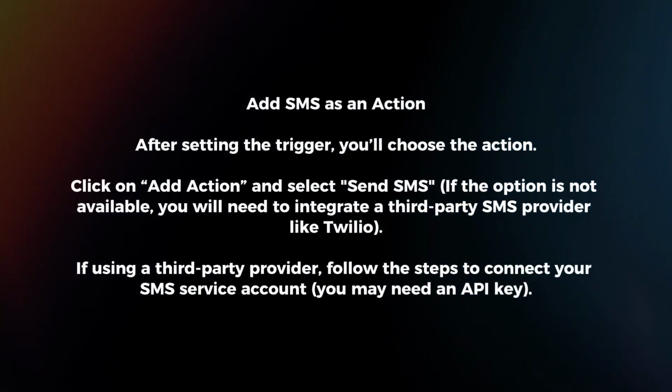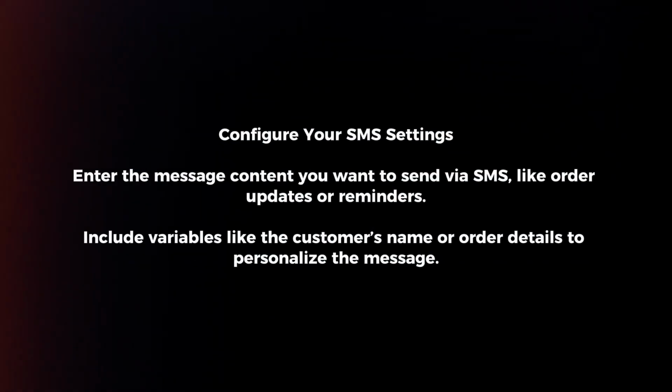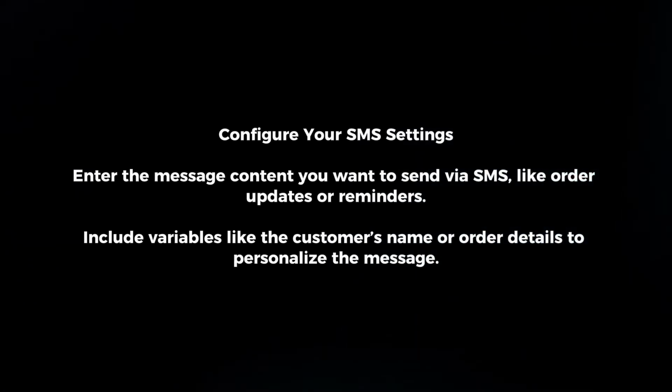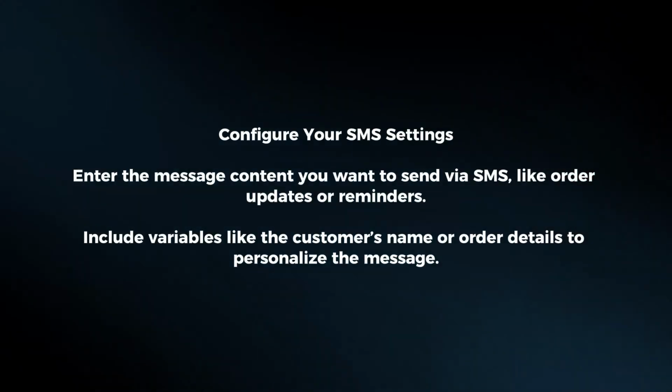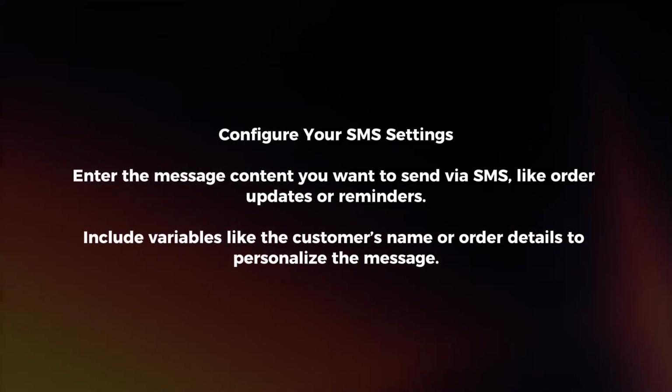If using a third-party provider, follow the steps to connect your SMS service account. Configure your SMS settings. Enter the message content you want to send via SMS, like order updates or reminders. Include variables like the customer's name or order details to personalize the message.